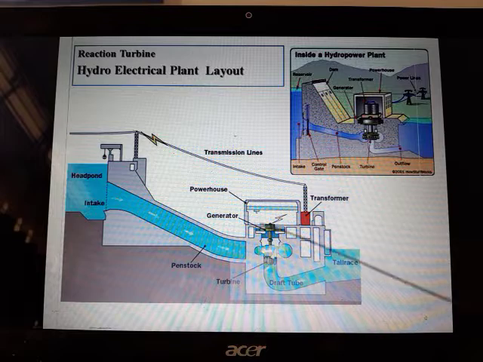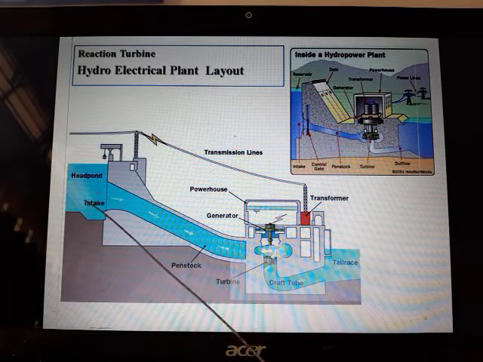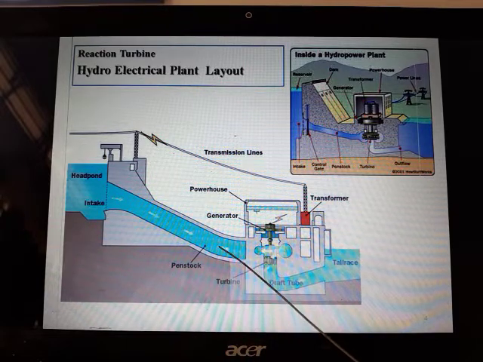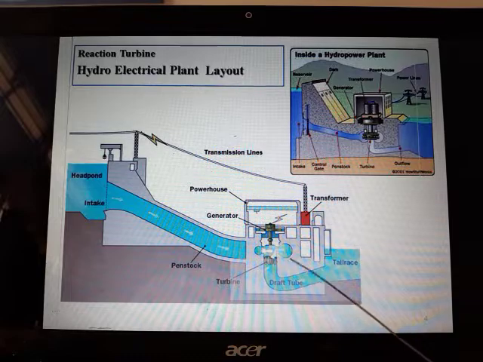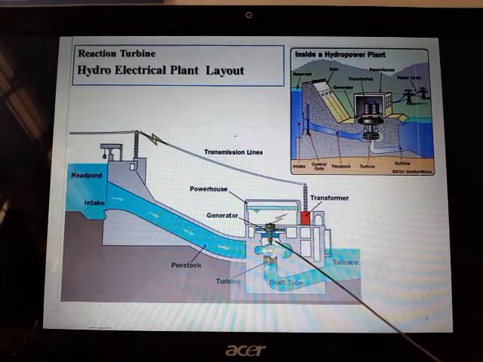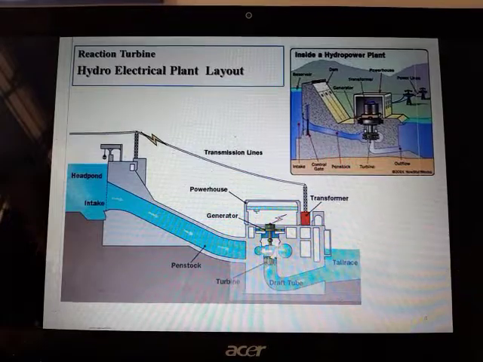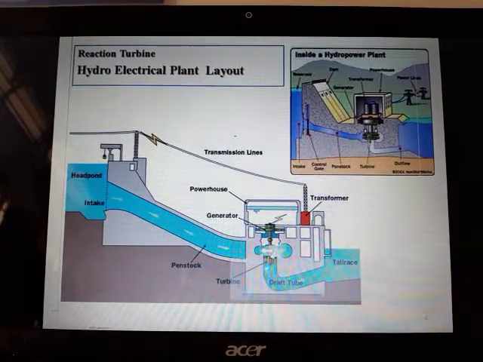The same picture, just in elevation, if you want to look, this is how it looks. There is a head pond or reservoir, there is a penstock, here there is a turbine, here there is a generator, and then a transformer, and transmission of electricity.